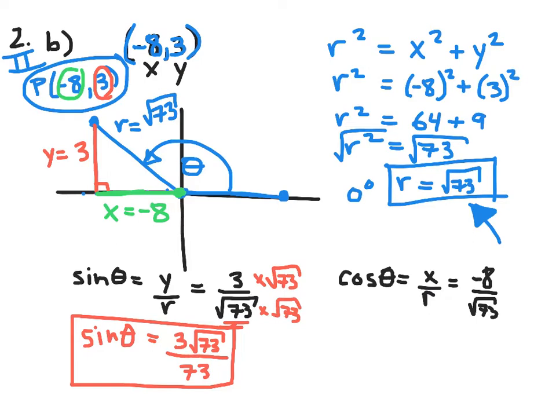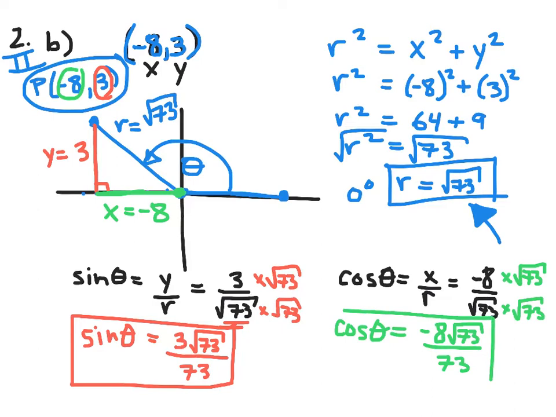However, we have to rationalize the denominator. So we cannot have the final answer with a square root on the bottom. So no square roots on the bottom of a fraction. So we have to multiply both top and bottom by square root of 73. So we end up with cos theta is equal to -8 times root 73 is -8 root 73, all over root 73 times root 73 is 73. Okay, so cos theta is equal to that.